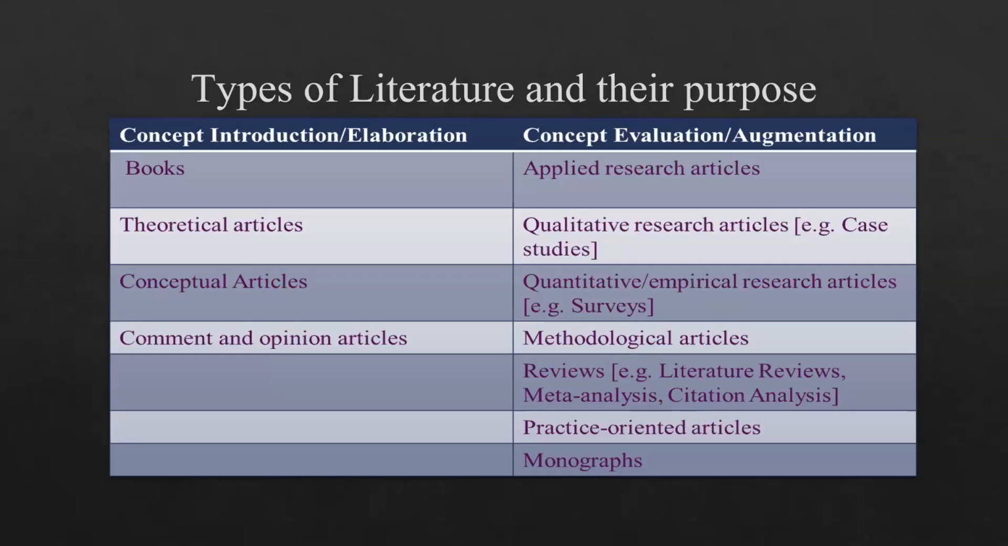And then on the quantitative side, you have your surveys, methodological articles, reviews such as literature reviews, meta-analysis, and citation analysis. So this basically means that there will be, for example, journal articles that will just be reviewing an entire area or concept. And they may not be specifically applying the concept, but they're trying to chart the development of this concept over time. And then you have things like practice-oriented articles and monographs, like we spoke about earlier.